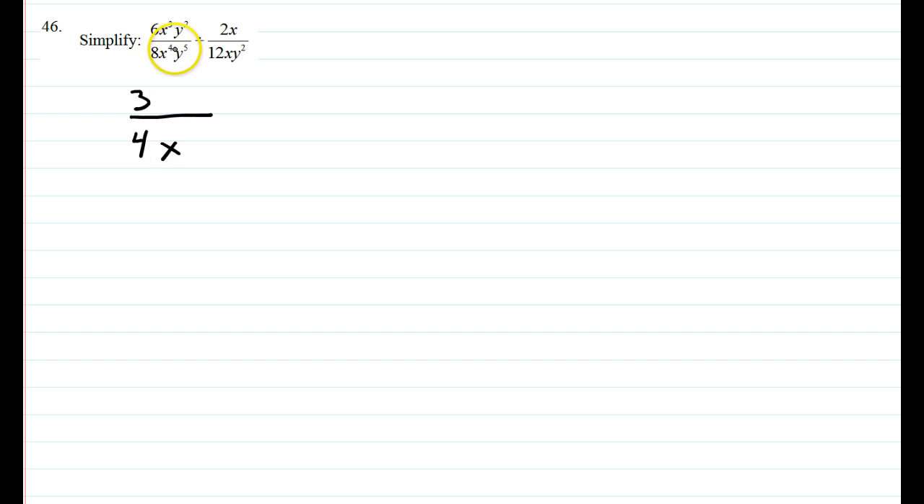And now you just subtract. 4 minus 3 gives me 1. Where do you have more y's, on top or bottom? So I have more y's on the bottom. And now you subtract. 5 minus 2 gives me 3.